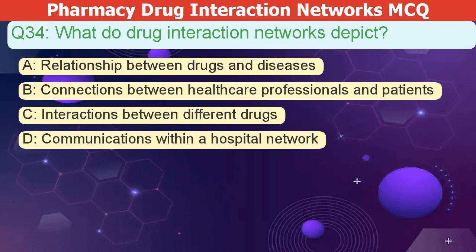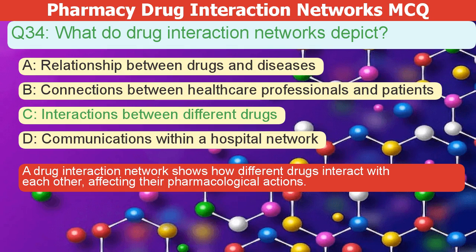What do drug interaction networks depict? A. Relationship between drugs and diseases. B. Connections between healthcare professionals and patients. C. Interactions between different drugs. D. Communications within a hospital network. The correct answer is C. A drug interaction network shows how different drugs interact with each other, affecting their pharmacological actions.